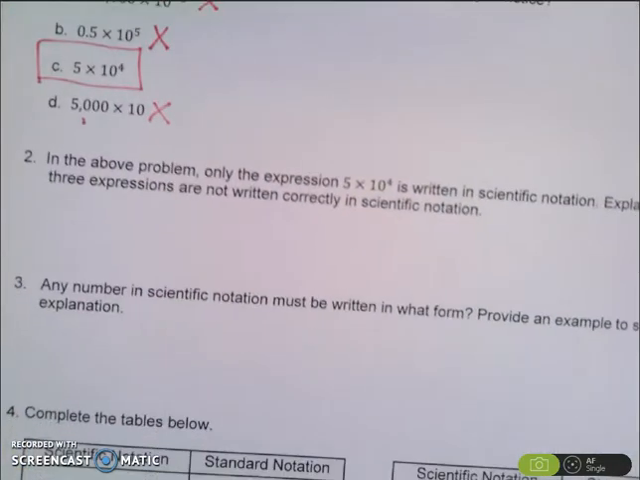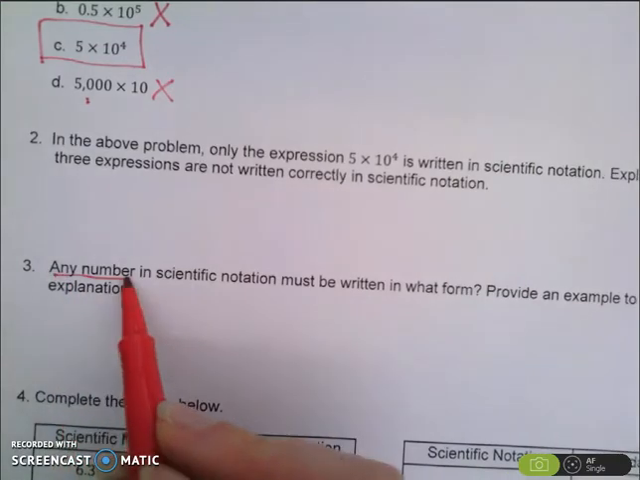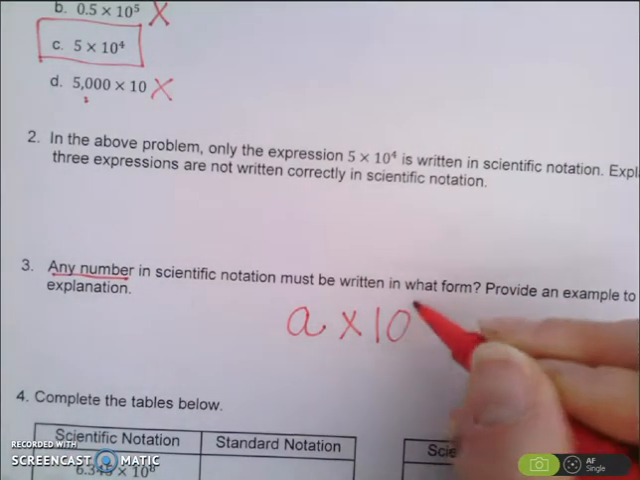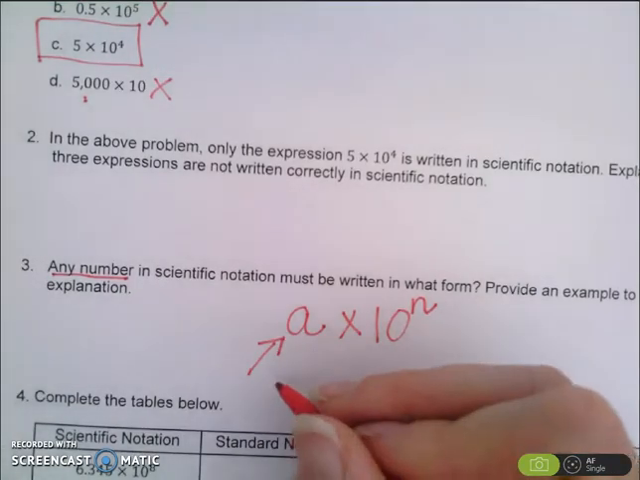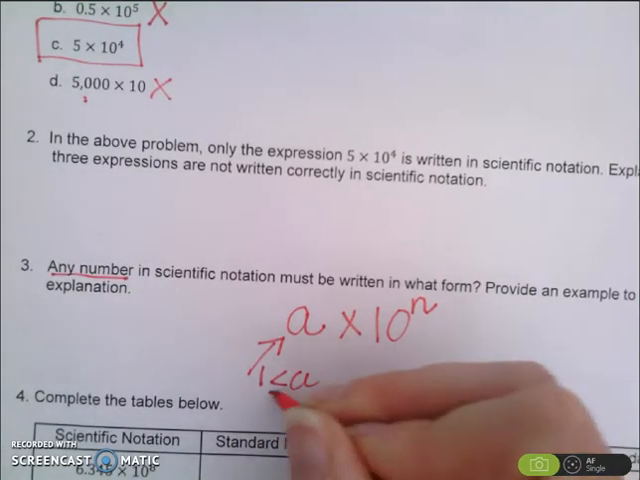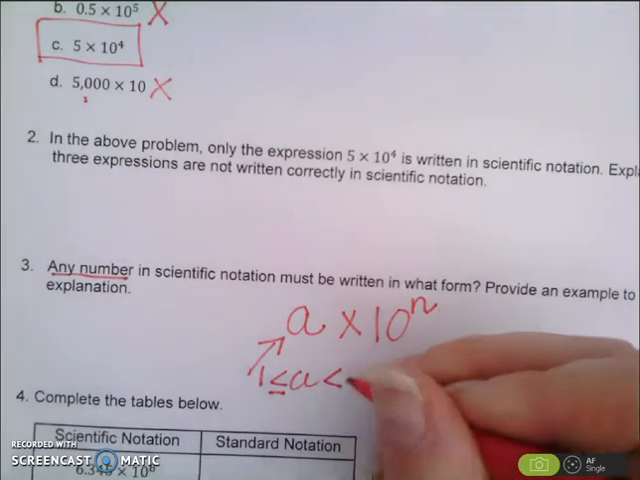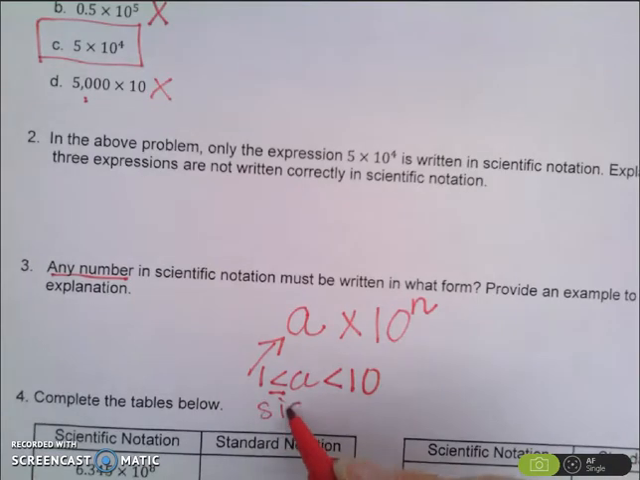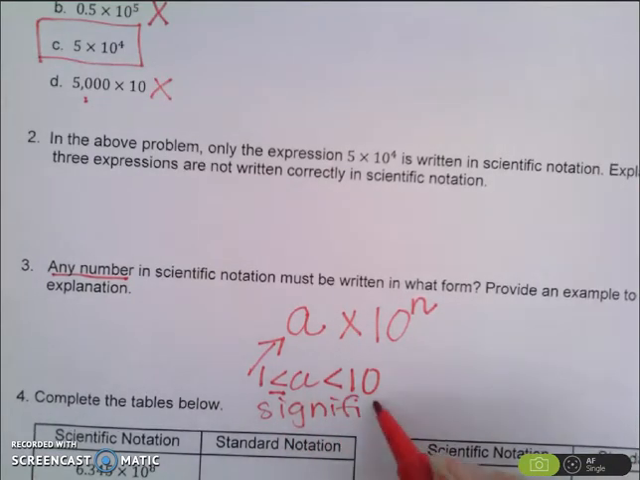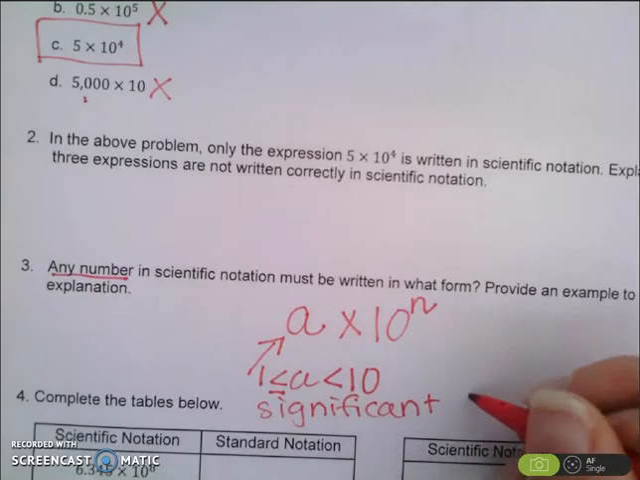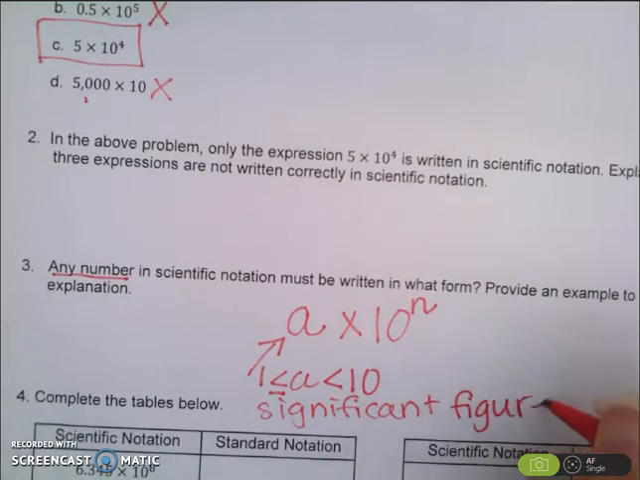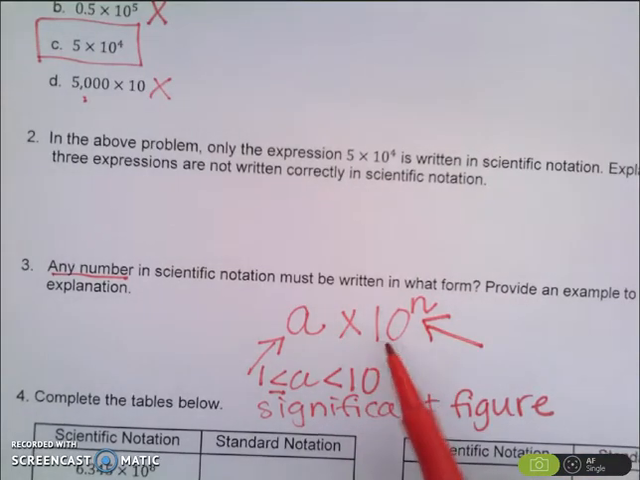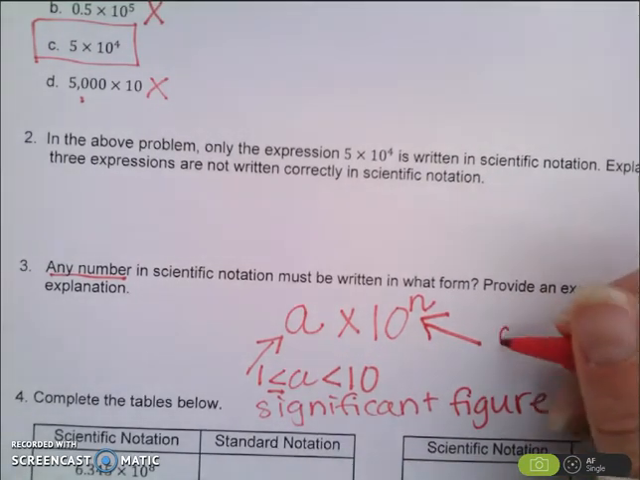Let's repeat ourselves on number 3: any number in scientific notation must be written in the form a times 10 to the n, where a is greater than or equal to 1 and less than 10, and is called our significant figure. The multiplication is shown with an x, and we have 10 to the n, which is our order of magnitude.